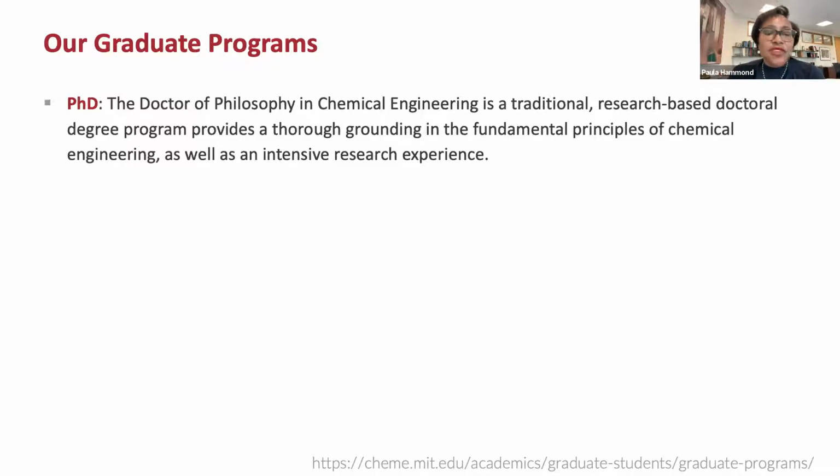Let me describe the degrees in our graduate program. The PhD is that classic doctorate in chemical engineering. It's a research-based degree. Essentially you have your initial core classes in the first semester. After that, you choose a research lab and you take a deep dive into your research project. That research project will provide you with thorough grounding in all of the fundamental principles of ChemE, but it will also provide you a way of applying those ideas of chemical engineering to a specific research area that you're excited about. It's a very intensive research experience.